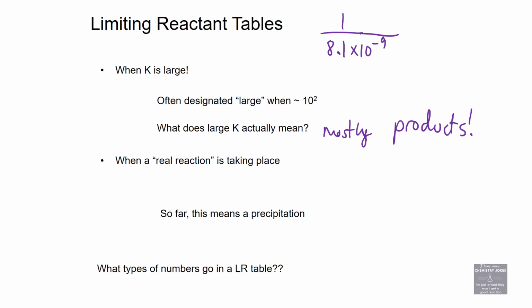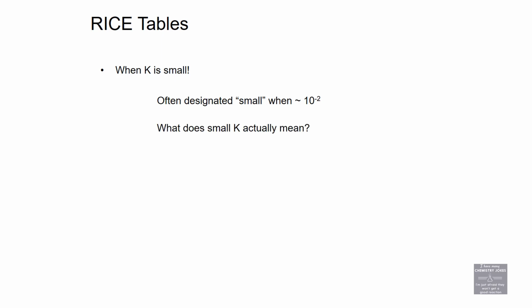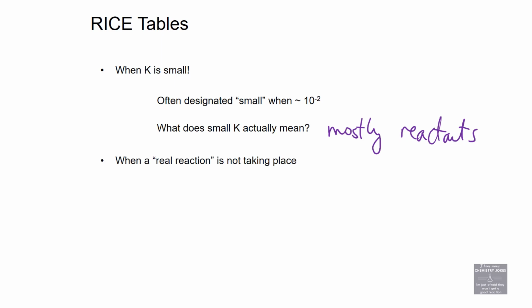What types of numbers go in a limiting reactant table? Moles. It is not molarity, it is not grams, it is moles in a limiting reactant table. A rice table, an equilibrium table. How do you know when to use one of those? When your K value is small. If you have a tiny, small K value, use a rice table. It's designated as small when it's 10 to the negative 2. Okay. Small K actually means mostly reactants. There's a little bit of product present, but mostly reactants.